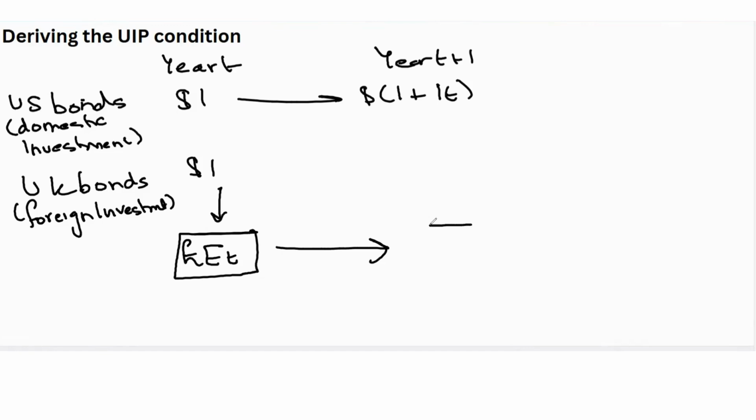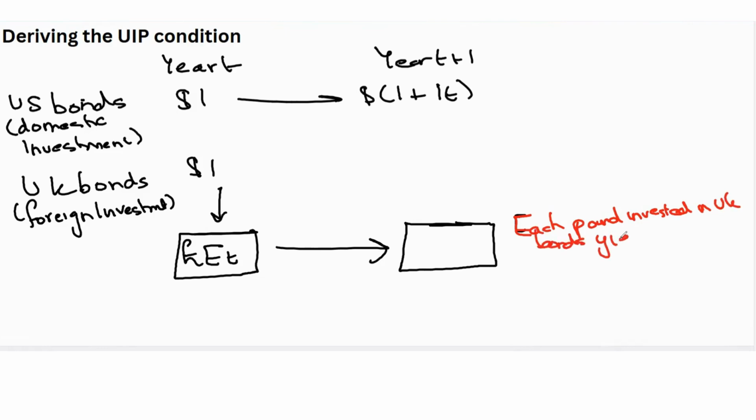Right now in year T plus 1, the idea is this: each pound invested in UK bonds yields a return of 1 plus I star T. This is similar to that, right? If you invest £1 in a UK bond, you'll get the pound back. Thus, you'll get the interest on that pound, which is I star T next year, right? So in year T plus 1, this is the return you get from £1 invested in a UK bond.